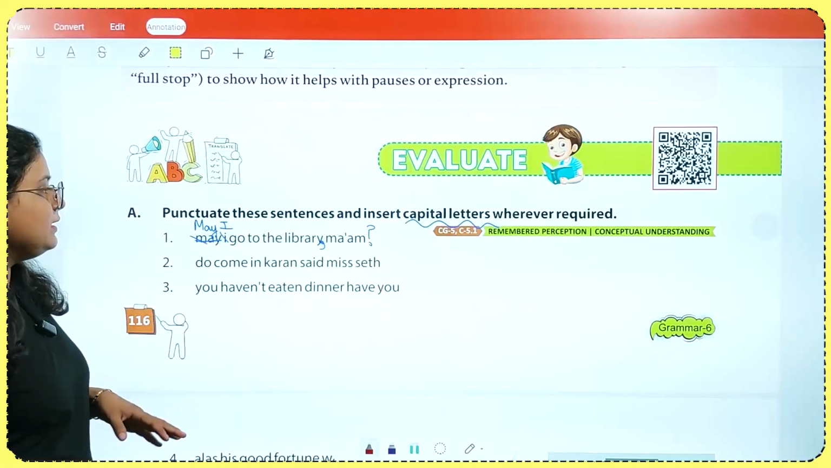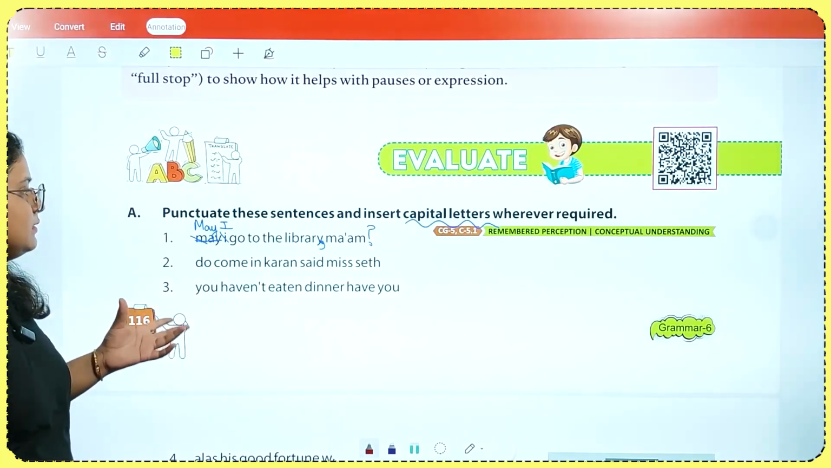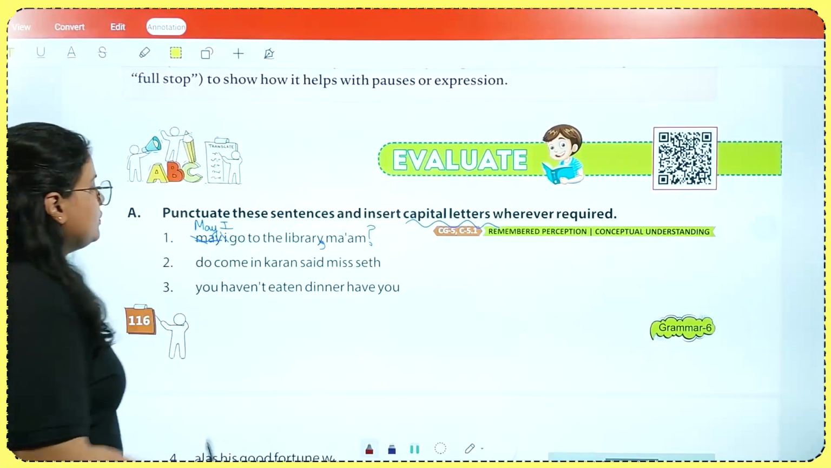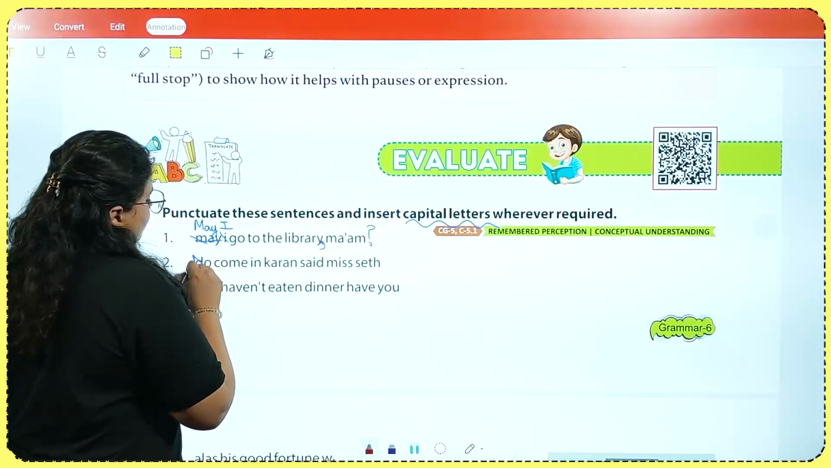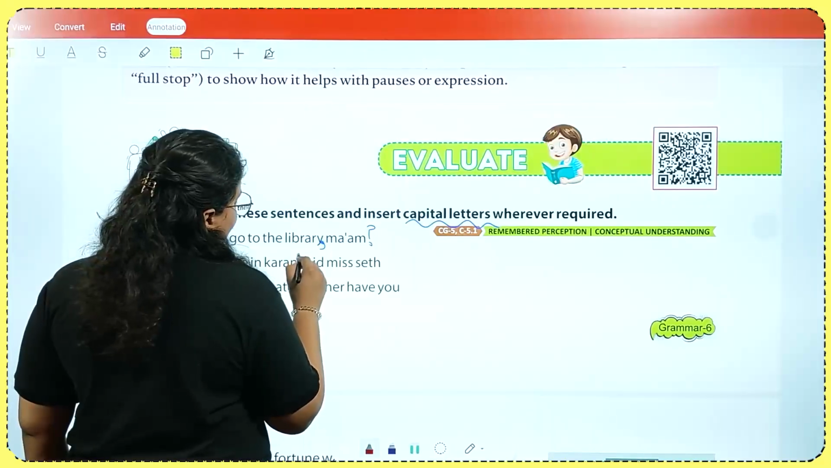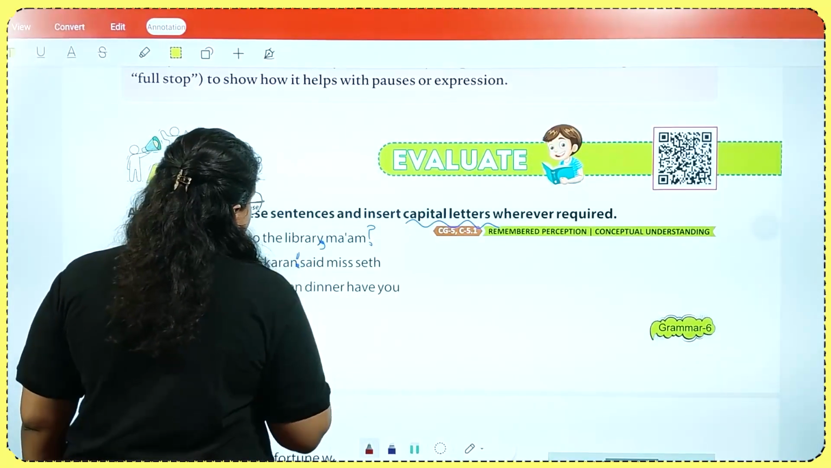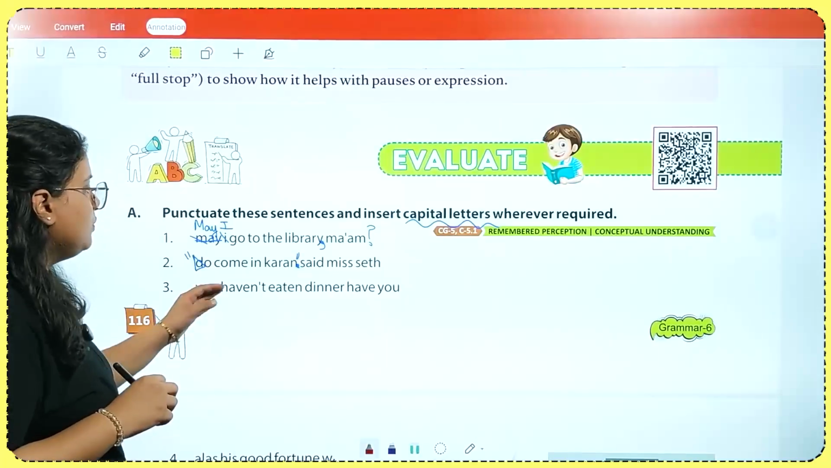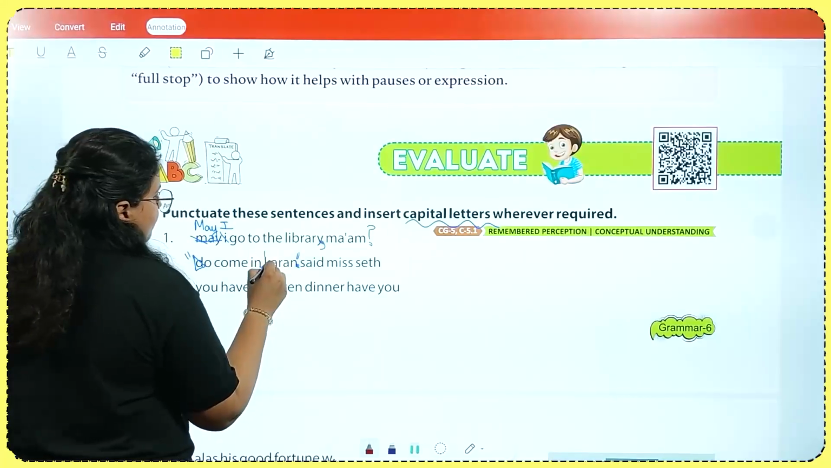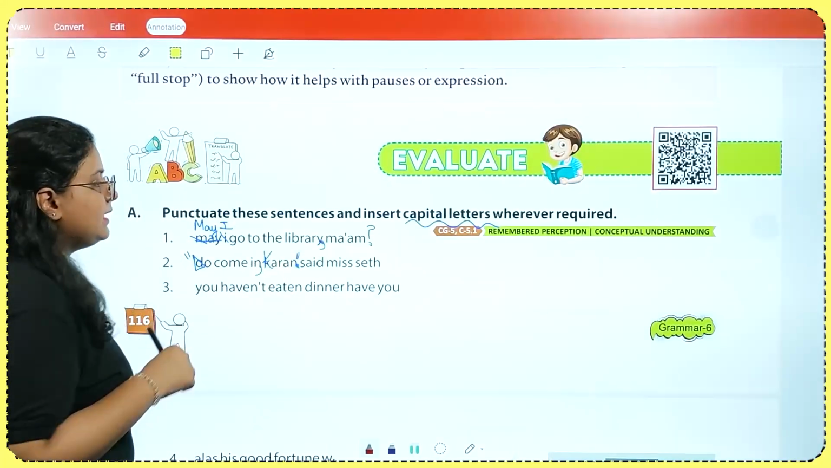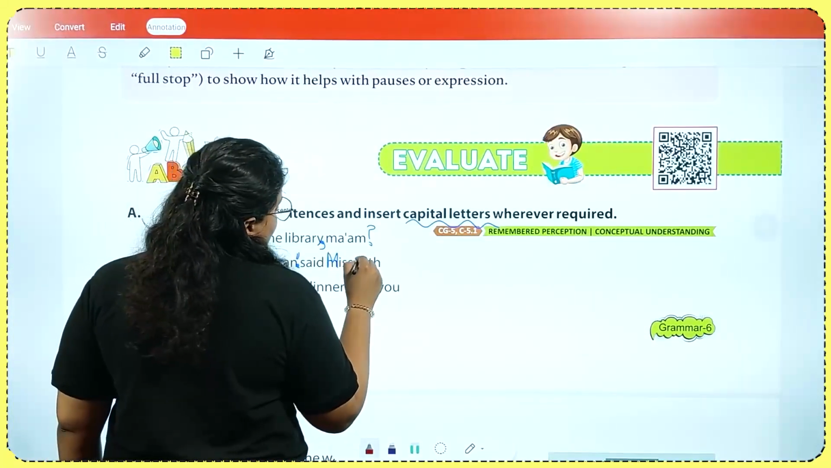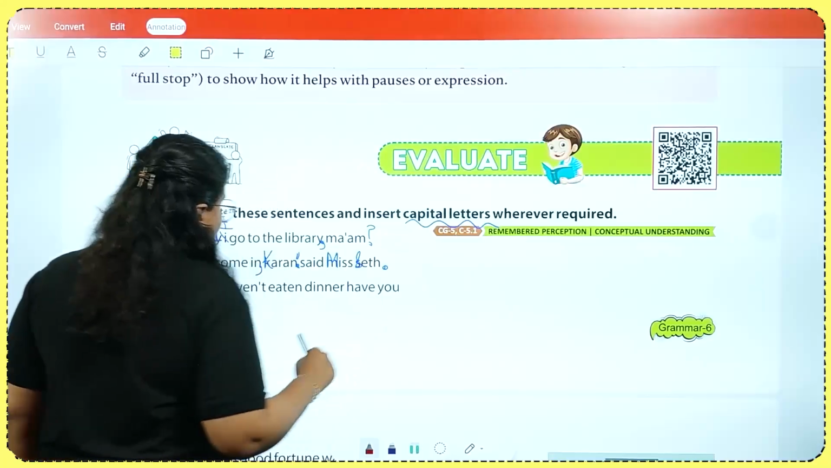Do come in Karan, said Miss Seth. So here, D of "do" will be capital, and it is said by Miss Seth, so it will end in a full stop. Do come in, a comma will be there to separate the name, and K will be capital. Said Miss Seth, M will be capital, S of Seth will be capital, and a full stop.